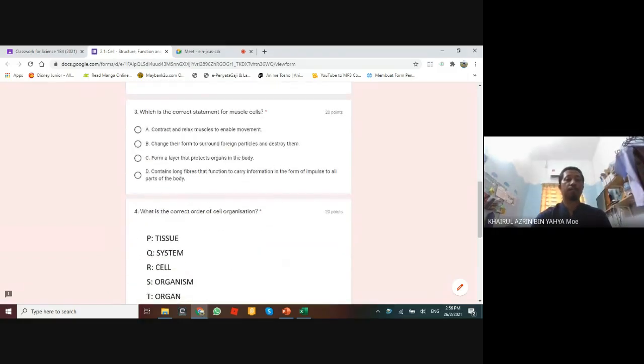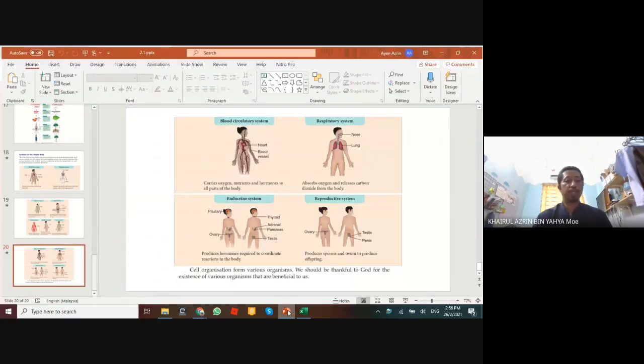Okay. Number 3, which is the correct statement for muscle cells? A, contract and relax muscles to enable movement. B, change their form to surround foreign particles and destroy them. C, form a layer that protects organs in the body. Or D, contains long fibers that function to carry information in the form of impulse to all parts of the body. Okay, for this one, let me open this one.